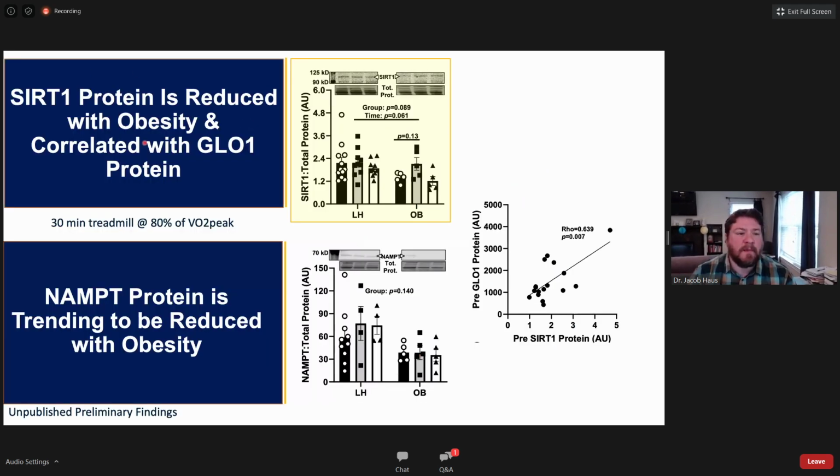And so Edwin went on to probe these samples a little bit further. He found that SIRT1 protein was also reduced with obesity and that it correlated with GLO1 protein expression. And when we examine NAMT protein expression, we find that there is a trend for NAMT to be reduced with obesity as well. So this would support our hypothesis that SIRT and NAMT or NAD bioavailability may be influencing GLO1 function, thus reducing its content in obese adults.